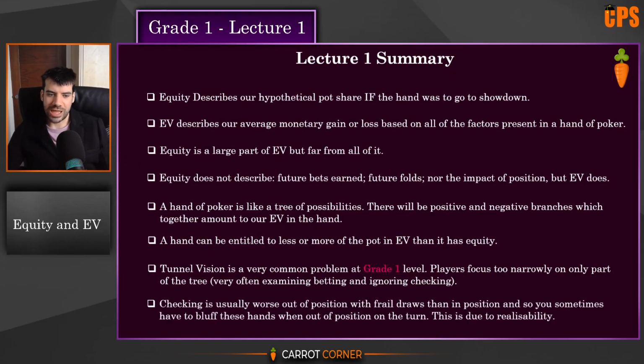And finally, checking is usually worse out of position with frail draws than in position, and so you sometimes have to bluff these hands when out of position on the turn, not because betting is amazing, but because checking is not that great out of position. And this is very much due to realizability and the fact that you probably have to raise and not call if you face a bet in some of these spots. So a lot to take in today, a lot of different things to think about here.